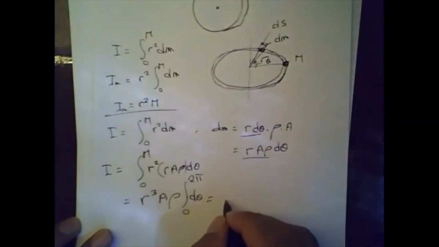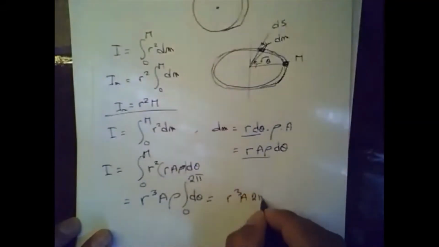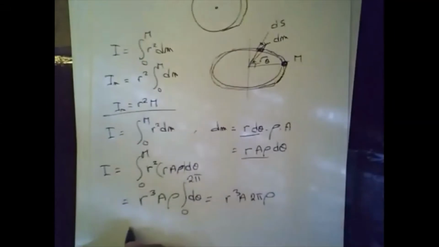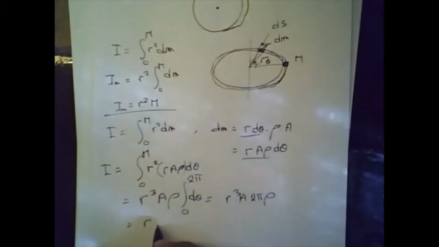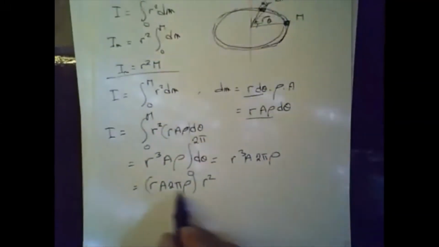And that would be basically equal to r cubed times 2 pi times rho. Okay, so now I can actually decompose that. I can write it as r times 2 pi times rho, multiplied by r squared. In reality, this part is actually the mass.